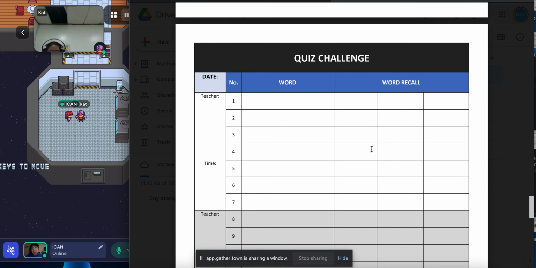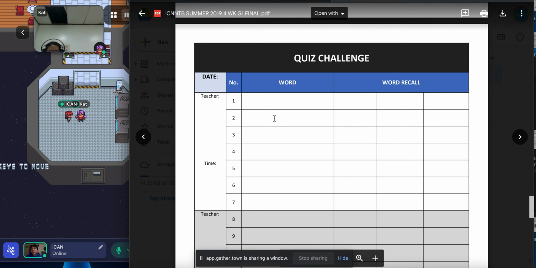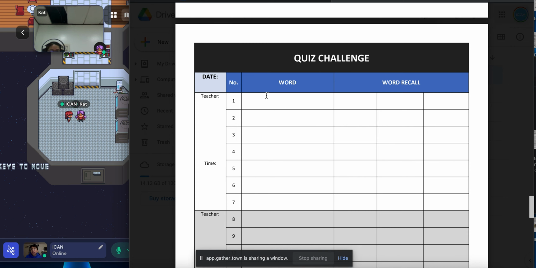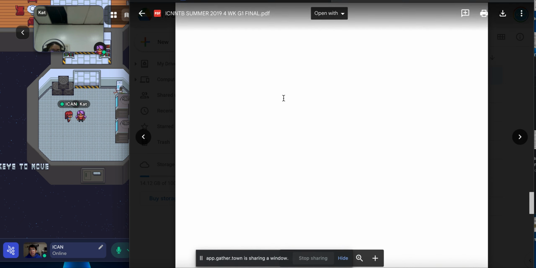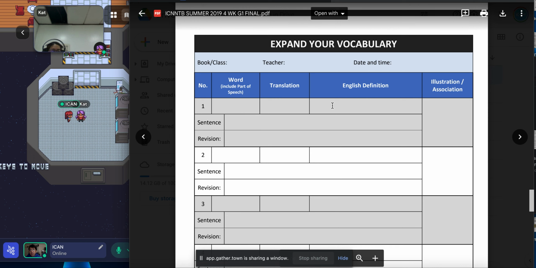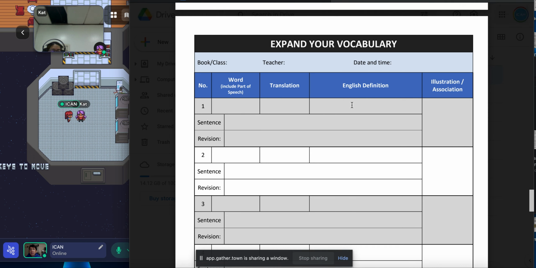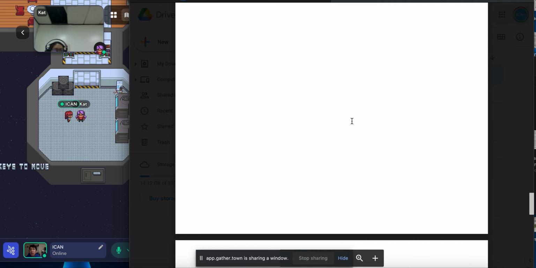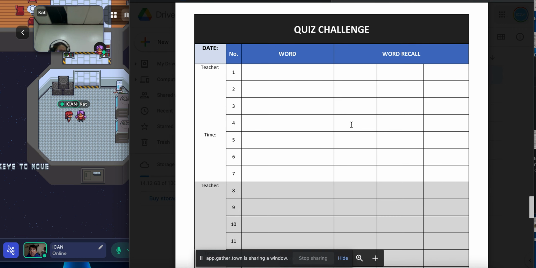So for the quiz challenge, what you do is using the same words, you just make the student fill this out. So for example, number 1, okay, pwede mong i-randomize. What is the item based on the description that you provided, based on the description here. So if you provided a red fruit, ganyan, sabihin mo sa kanya, okay, number 1, what is a red fruit? And then they will write apple.